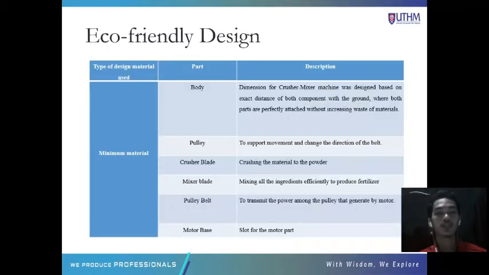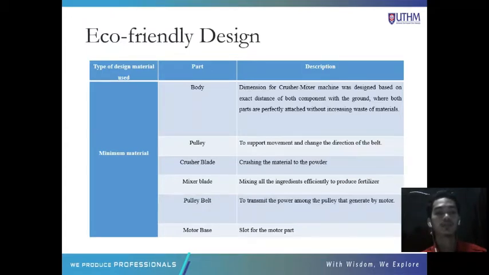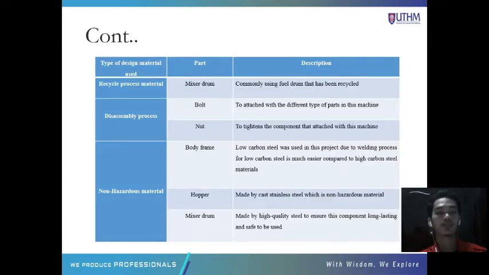To produce an eco-friendly design for our product, there are several types of design material considerations, which consist of minimum material, recycled process material, disassembly process, and non-hazardous material. For minimum material, the parts involved are the body, pulley, crusher blade, mixer blade, pulley belt, and motor base. For the recycled process material, the part involved is the mixer drum, commonly using a fuel drum that has been recycled.